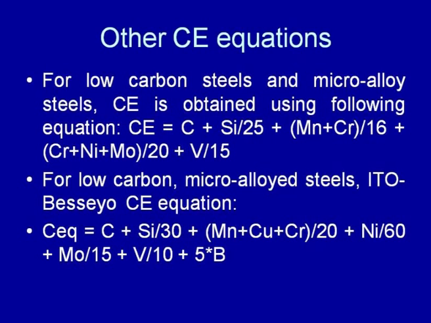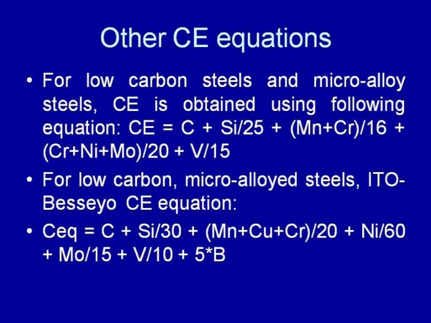Those weight percentages are kept in place of these symbols, and then the calculation is made to find out the carbon equivalent. Other carbon equivalent equations are used for low carbon steels and micro alloy steels. This is one of the equations where carbon equivalent is obtained from C plus silicon by 30 plus manganese plus chromium divided by 16 plus chromium plus nickel plus molybdenum divided by 20 plus vanadium divided by 15, and this is another equation.